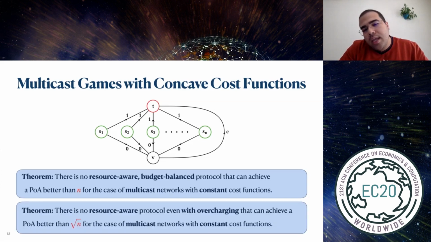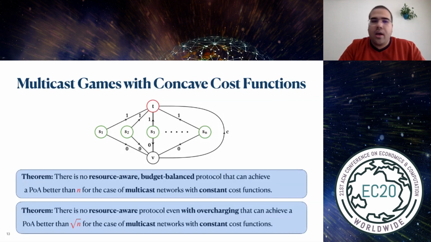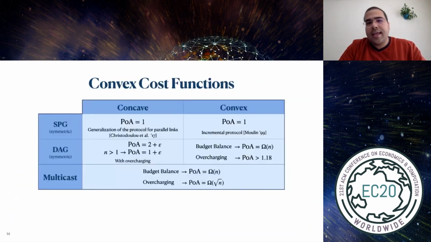Actually, the idea behind this proof is to make some counterexamples. As you can see, one of the counterexamples graph in this slide. And using these counterexamples, we show that it's not possible to have protocols with good price of anarchy. After considering all these classes of games for concave cost functions, we are going to talk about convex cost functions.